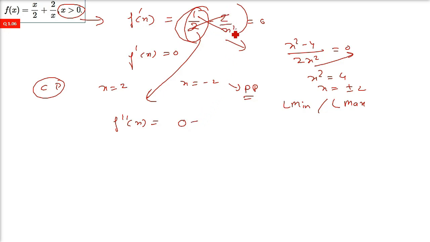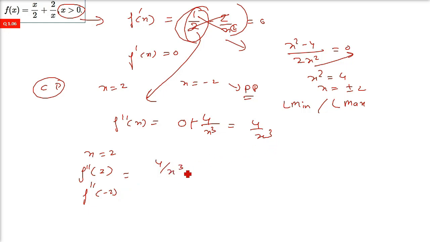So the 2 will come in front, and 2 minus 1 will be x raised to minus 3, and you can just take this in the denominator. Finally, you will get 4 by x cube because it was already negative 2 by x square. When you have 4 by x cube, this is 2 and minus 2 you are going to check. I still want you to check what wrong I am doing.